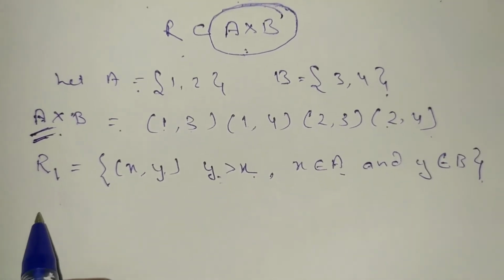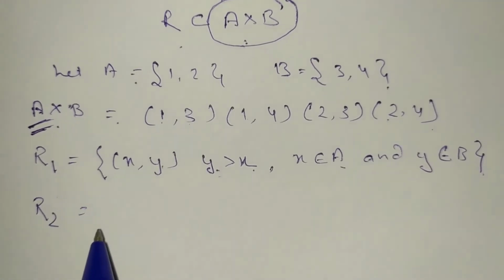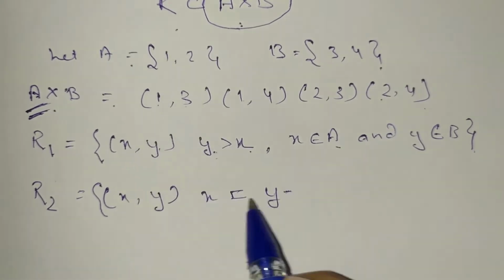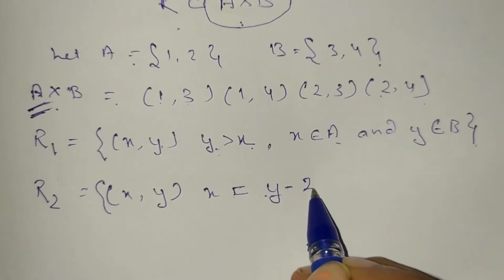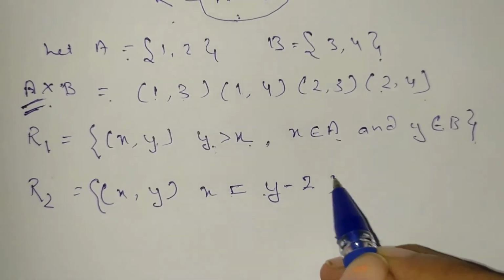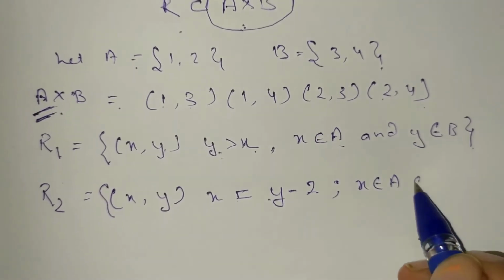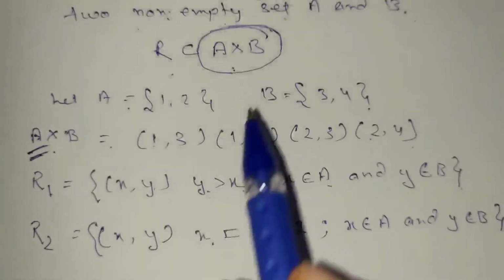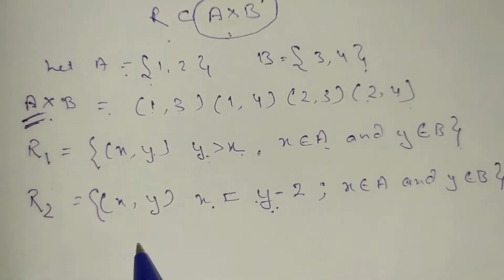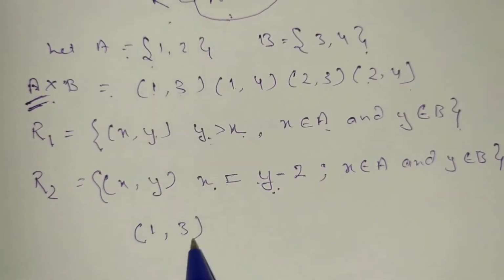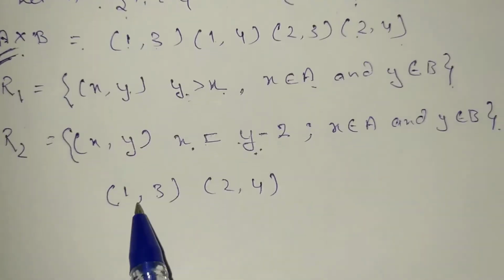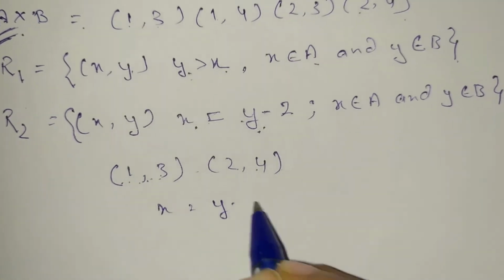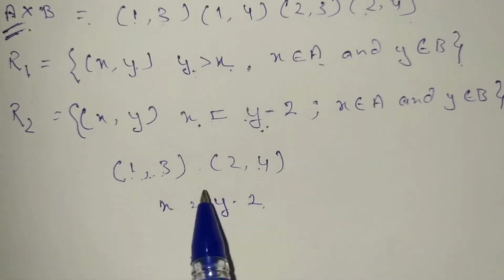Now let's form our second relation, that is we have two values x and y, where x is equal to y minus 2 and x must belong to set A and y must belong to set B. And if we look at our set, we can draw two products, that is (1,3) and (2,4), and we can cross check it by putting it in the equation, that is x is equal to y minus 2.